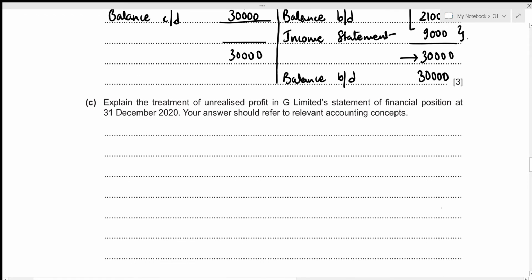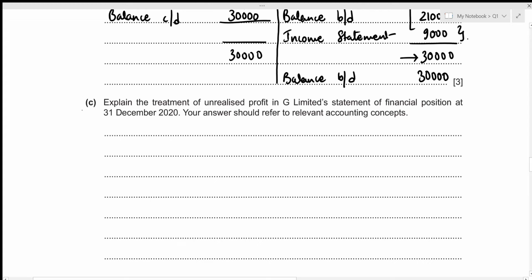Explain the treatment of unrealized profit in G Limited statement of financial position at 31st December 2020. And your answer should refer to relevant accounting concepts. So in case of the statement of financial position, we obviously record our closing inventories, right? But what we know is that we only record the closing inventories at cost. But since we are given the closing inventories of finished goods at a transfer price, which means that it already includes a profit. So this profit is referred to as unrealized profit because the goods have not yet been sold, so we cannot realize the profit right now. We only need to record it at the cost price, right?